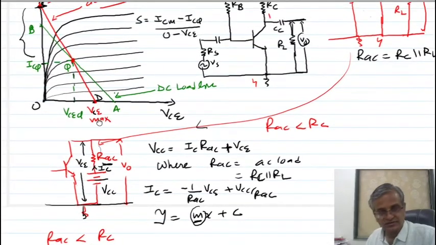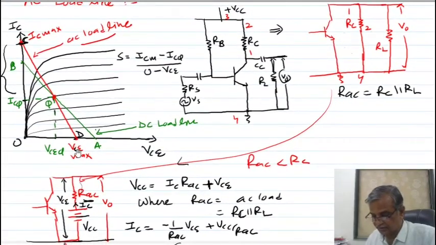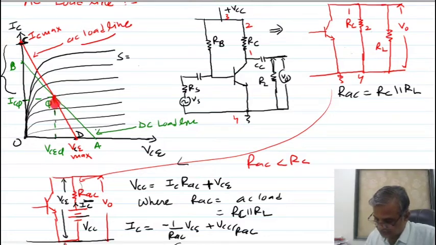Which point? This. So let us find the slope in another way. Say I am finding the slope. Look here. For this line, slope means this slope. Only for this. Remove this line so you will get the idea. I want to find this slope. This slope is nothing but ICQ minus 0 upon VCQ minus VC maximum.